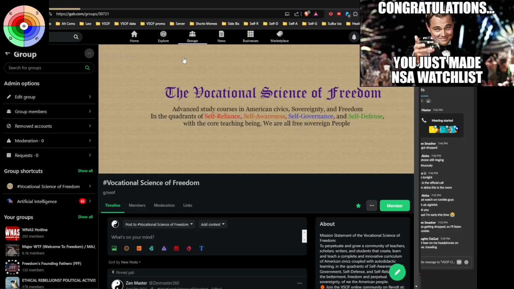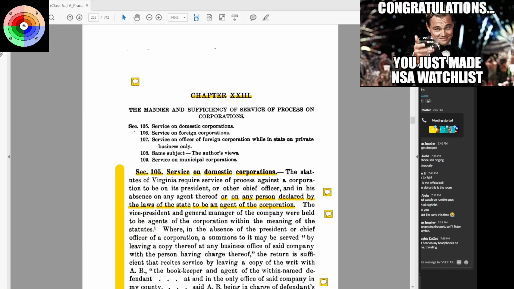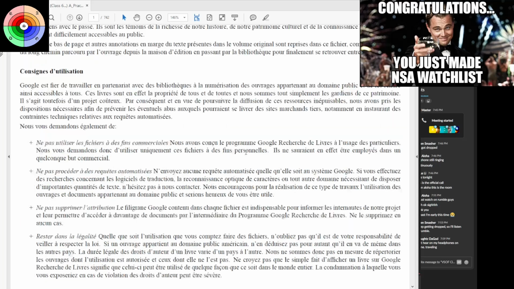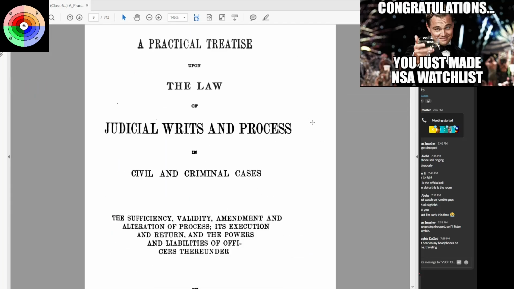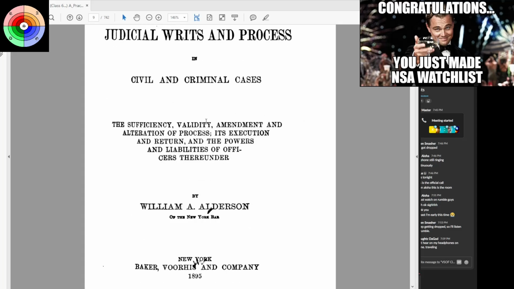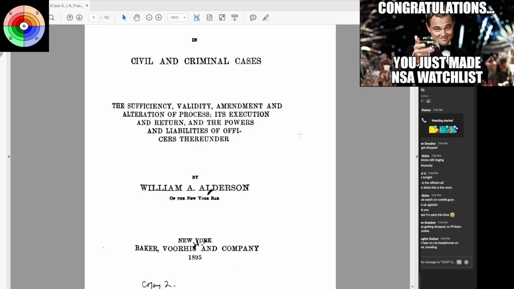And so tonight I put the mega link into chat before, and the treatise is up. The name of it is called A Practical Treatise upon the Law of Judicial Writs and Process in Civil and Criminal Cases, and a very long subtitle. And this was written in 1895.